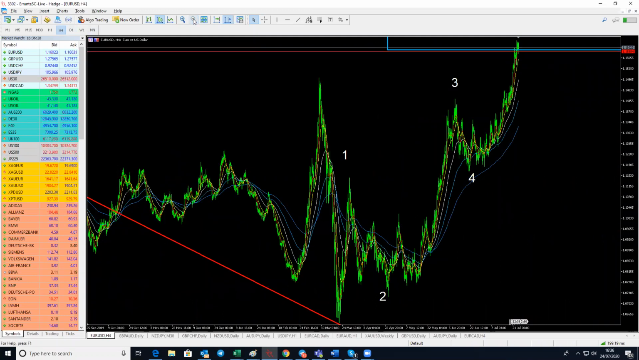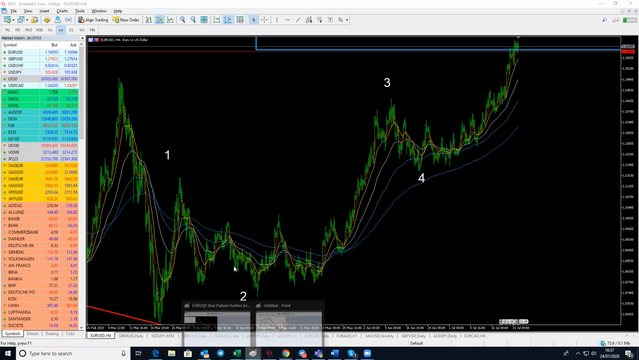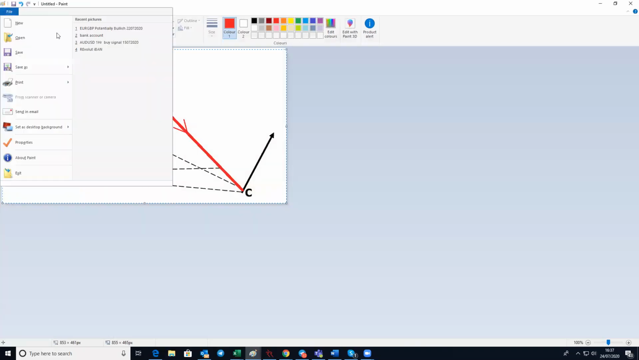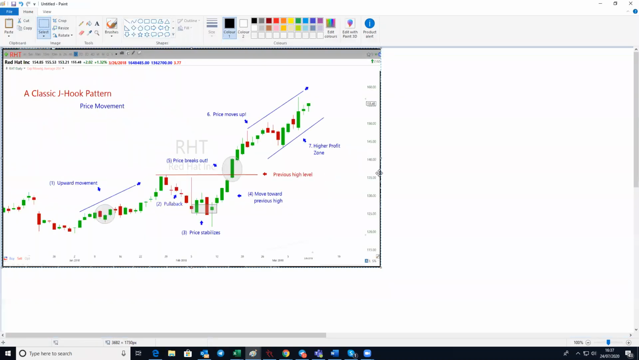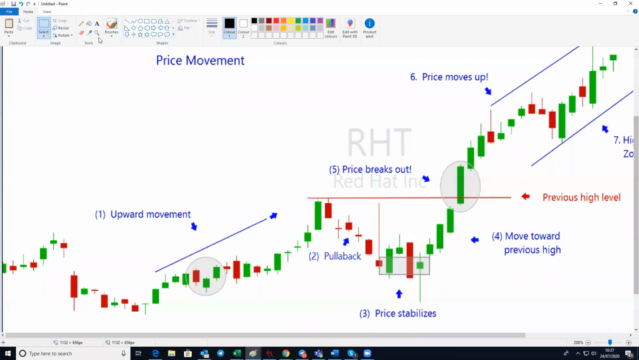Also, let me check something here. There's another thing when it comes to pattern. We've also got a J type pattern here. It's called a J pattern or a hook pattern, if I'm not mistaken. Let me show you. Usually the J type pattern signals more of an upward type movement. There you go, so this is the J type movement. Okay, so we have got a J.